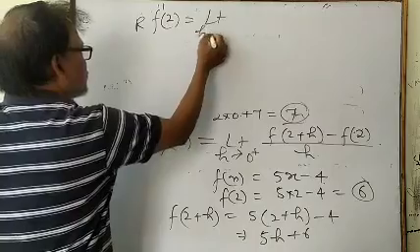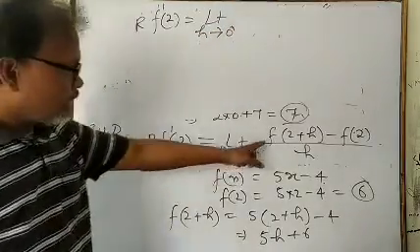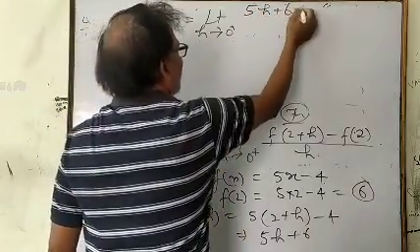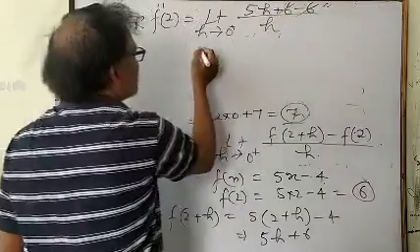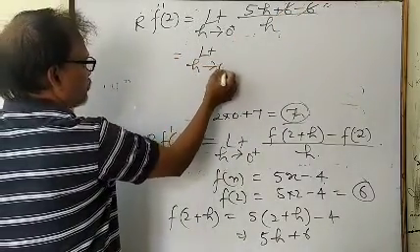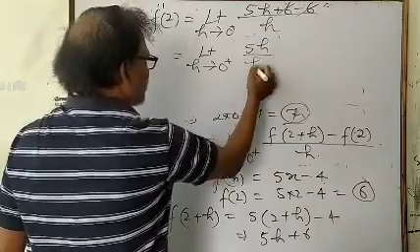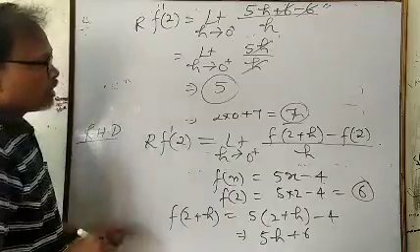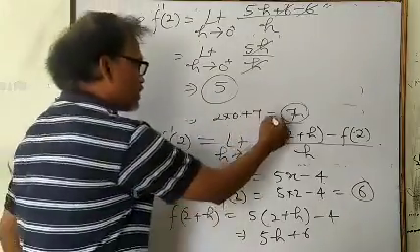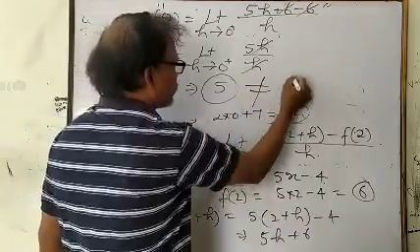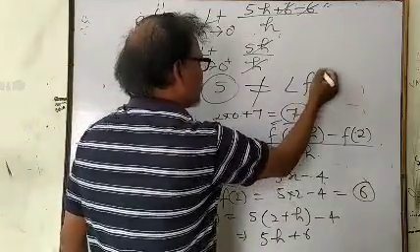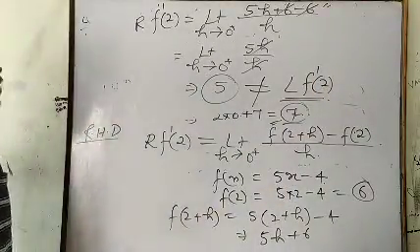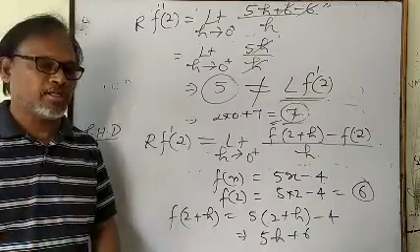This is equal to limit h tending to 0 plus, f(2 plus h) is 5h plus 6, and minus 6, whole upon h. This cancels. Limit h tending to 0 plus 5h upon h, h cancels. This is equal to 5 because 5 is a constant. So the right hand derivative is 5 and the left hand derivative is 7. The right hand derivative is not equal to the left hand derivative. So the function is not differentiable. Thank you.